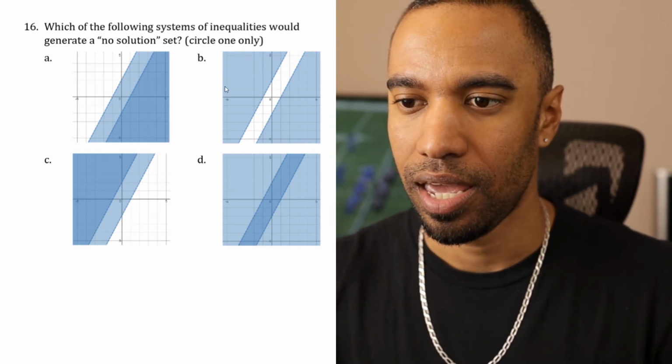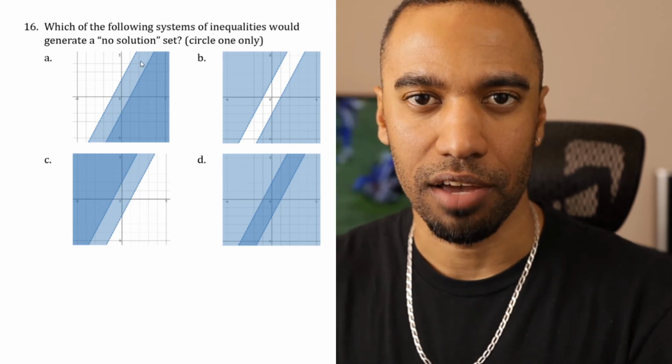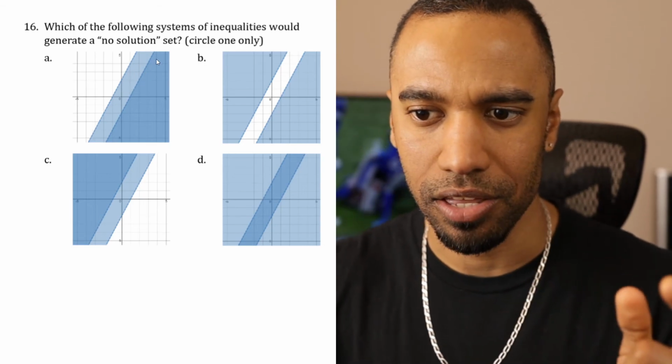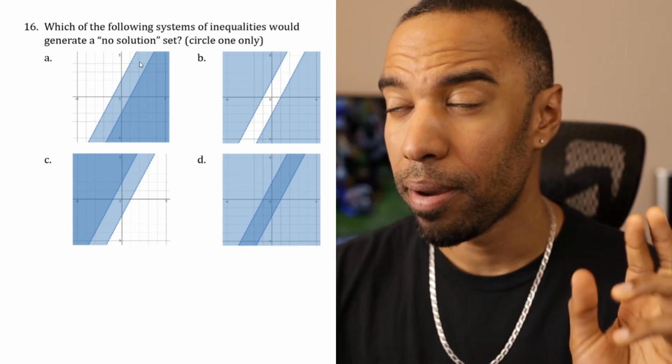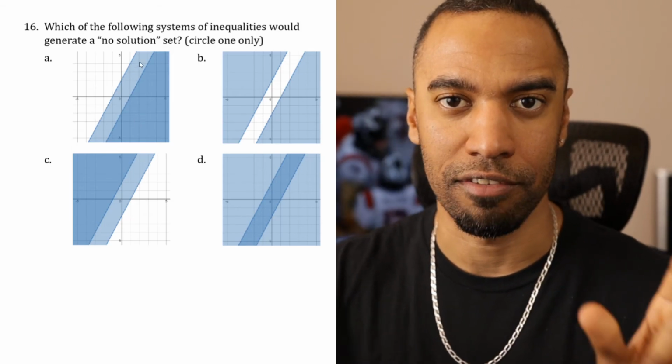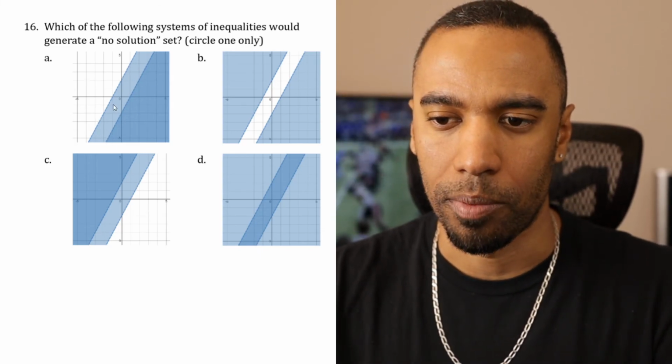Circle 1 only. A, B, C, and D. The darker region means the intersection of the shading of these two. You can kind of tell they're two boundary lines. They look like they're parallel lines as well. Parallel doesn't automatically mean no solution. In fact, 3 of these 4 have solutions. They're dotted as well, but hopefully you can see those.